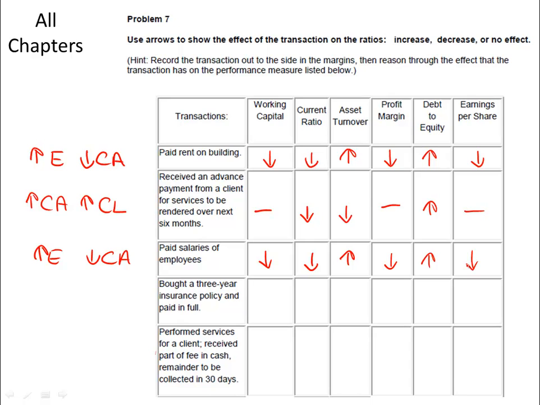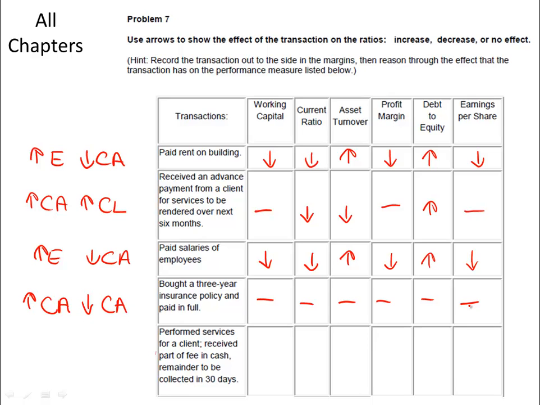If we buy a 3-year insurance policy and pay in full, then our asset, prepaid insurance, is going to go up, and our asset, cash, is going to go down. So notice that we're swapping one current asset for another. And if that's the case, there is no impact on any of the ratios because we just swapped one current asset for another.